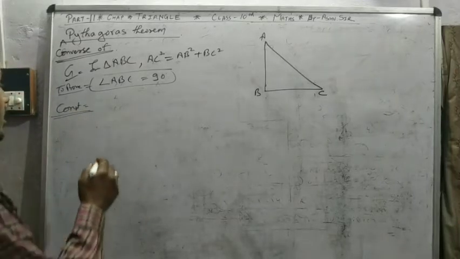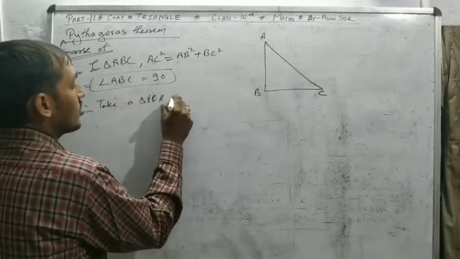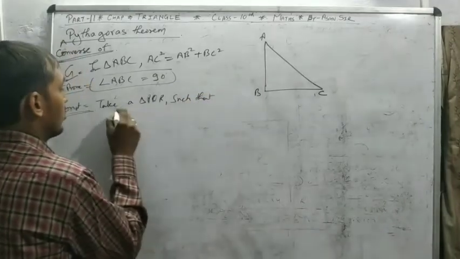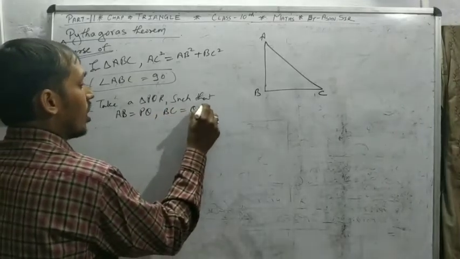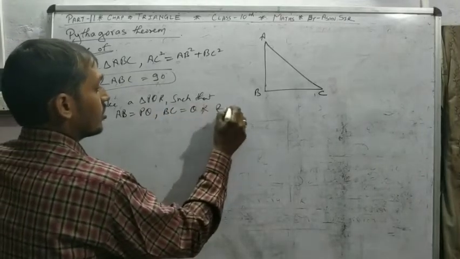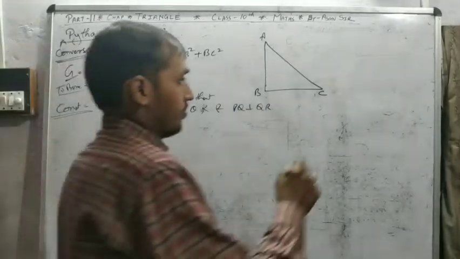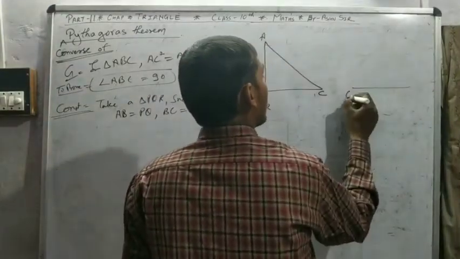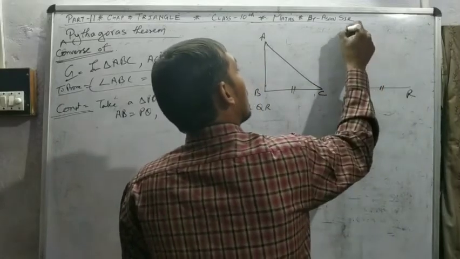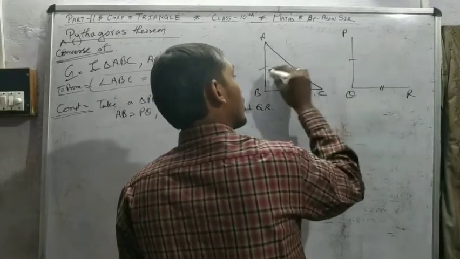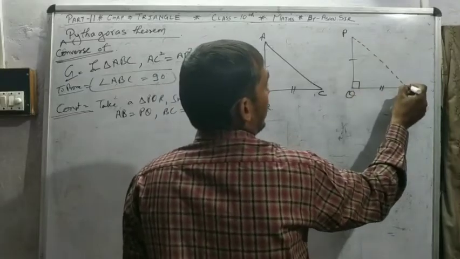So we have to make a different triangle. Take a triangle PQR such that AB is equal to PQ, BC is equal to QR, and PQ is perpendicular to QR. Means BC is equal to QR, this equal, AB is equal to PQ, this equal, and PQ perpendicular to QR, and this only joins them.